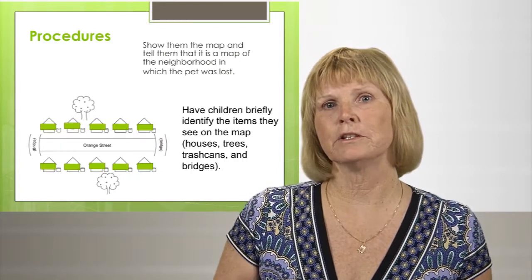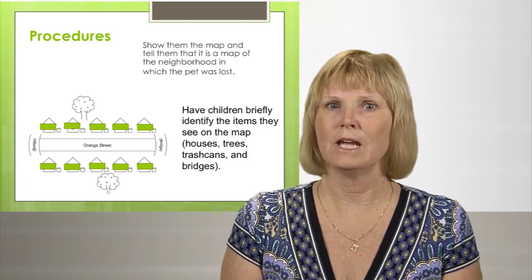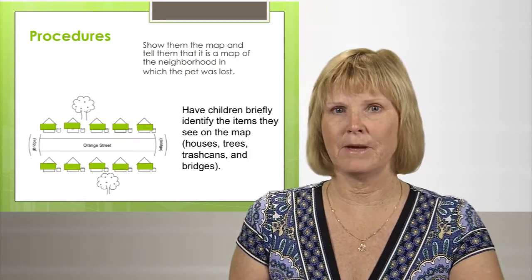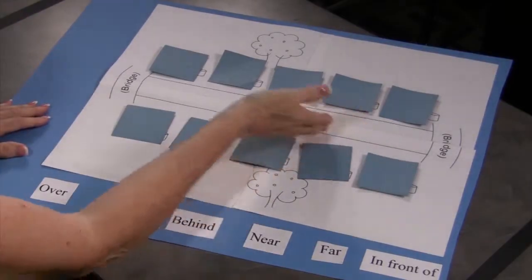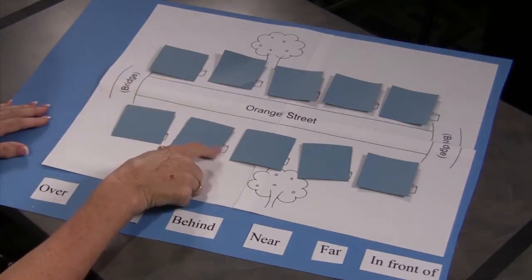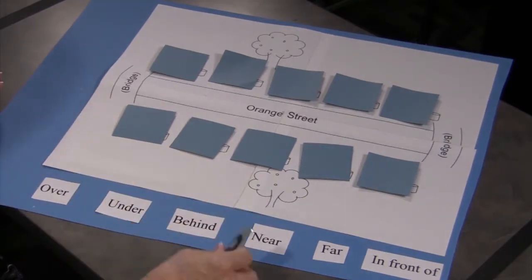So the first thing you're going to do is show them the map and tell them that this map is a neighborhood for a lost pet. Have the children briefly identify the items that they see on the map. For example, they might say, here's a bridge. Here's a street. You want to make sure they understand this. Over here we have a trash can and we have some trees. So we have our map that looks like this for the students.